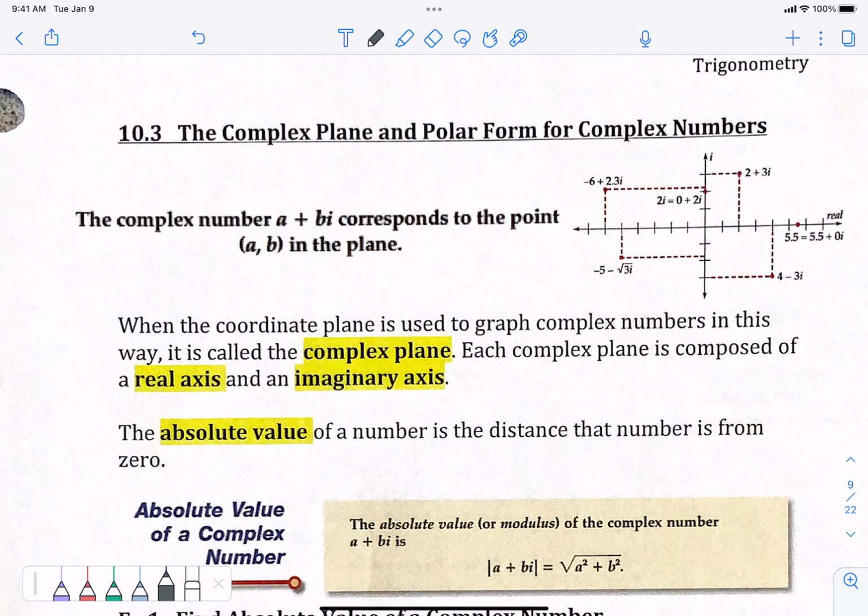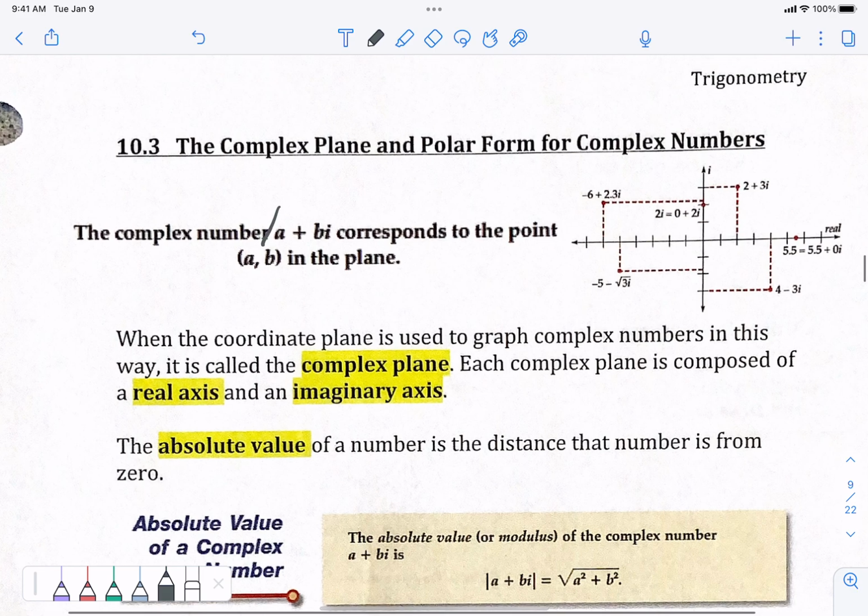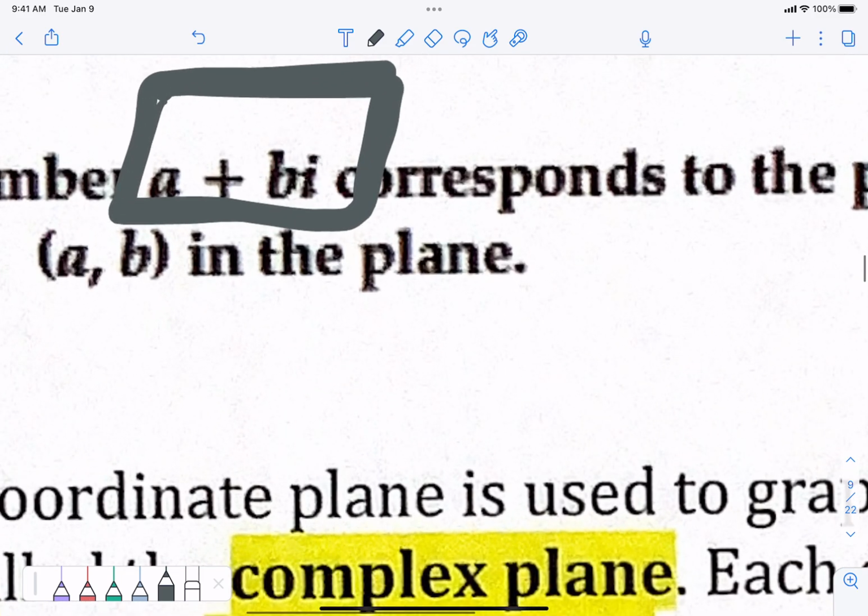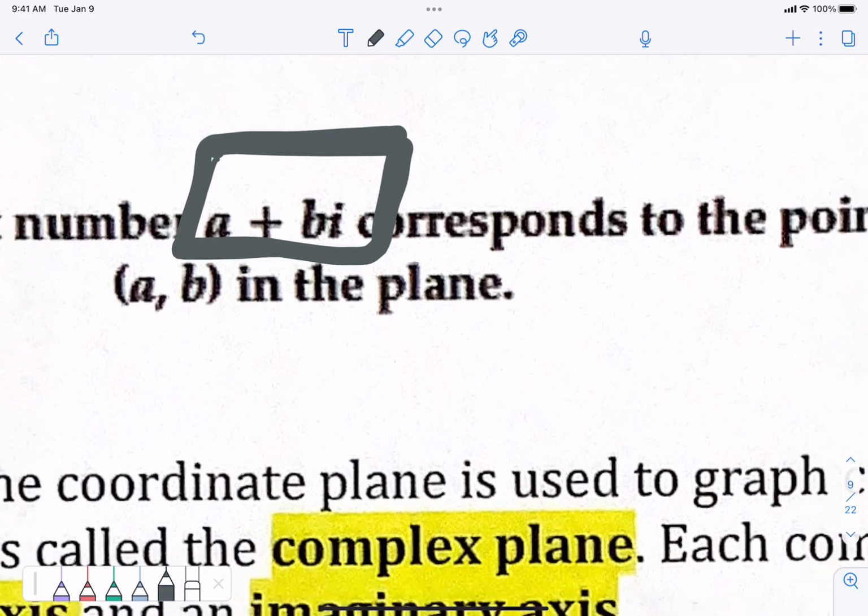So, complex numbers. Complex numbers a lot of times are written in the form a plus bi. Circle that or box it. The very first thing that we're going to be doing in this section is graphing complex numbers, which are a plus bi, and they're really easy to graph. They're really not that bad.